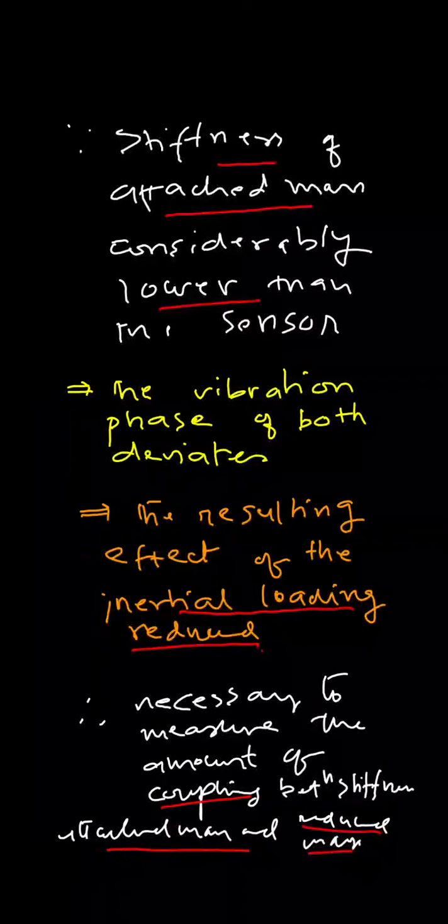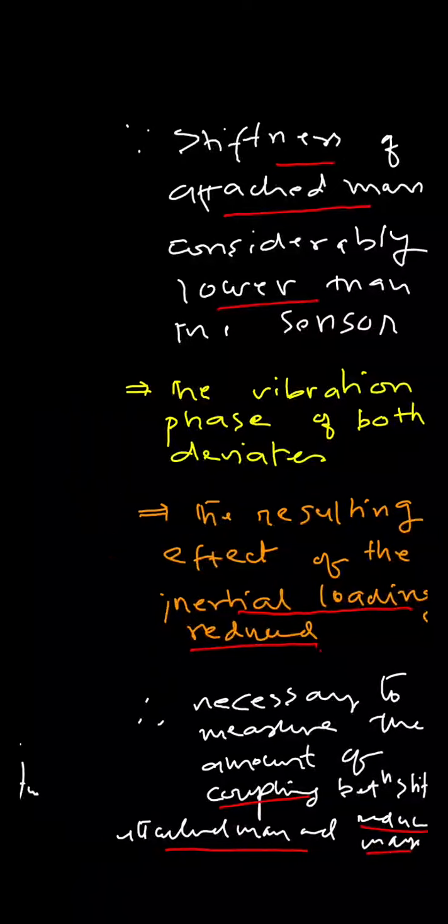The phenomenon is called the missing mass effect. The stiffness of the attached mass is considerably lower than the sensor, so there is a vibration phase difference between the sensor and the material, which results in an initial effect of reducing the inertial loading value. So also there is a necessity to measure the coupling that is taking place between the stiffness of the attached mass and the reduced mass.